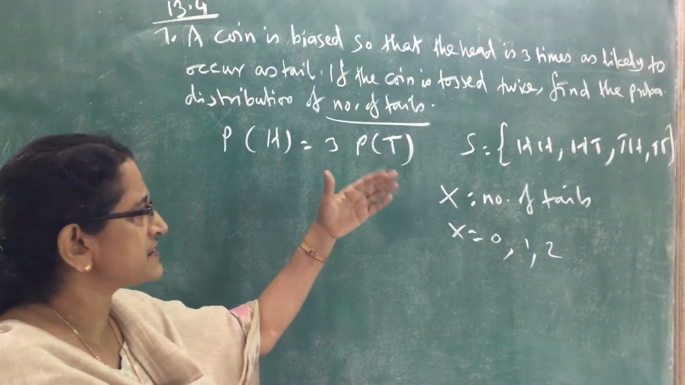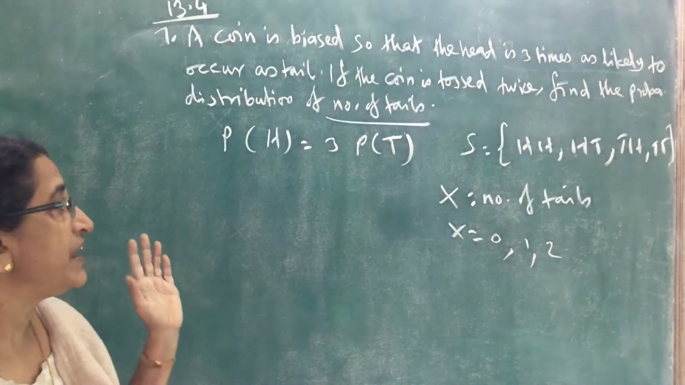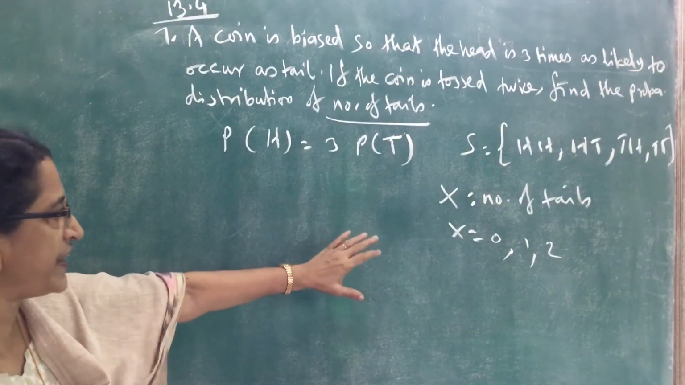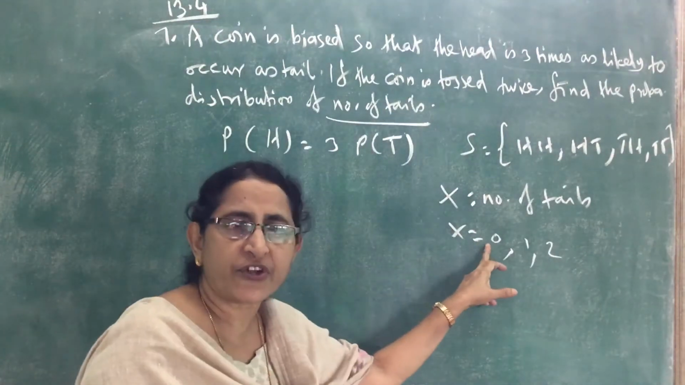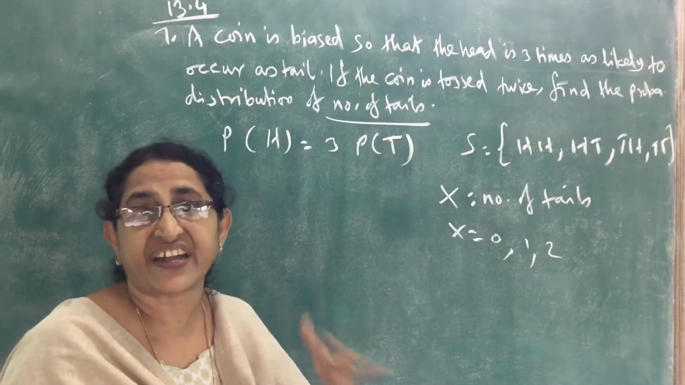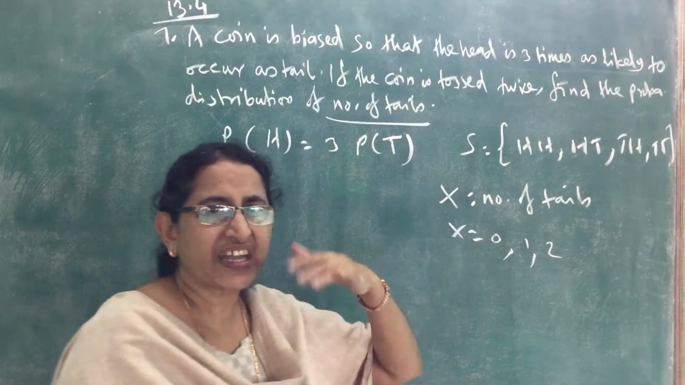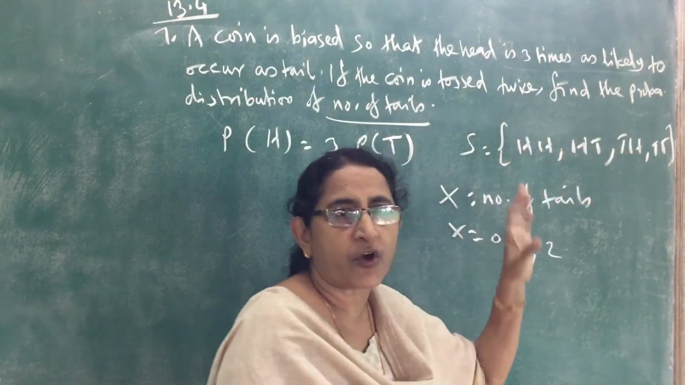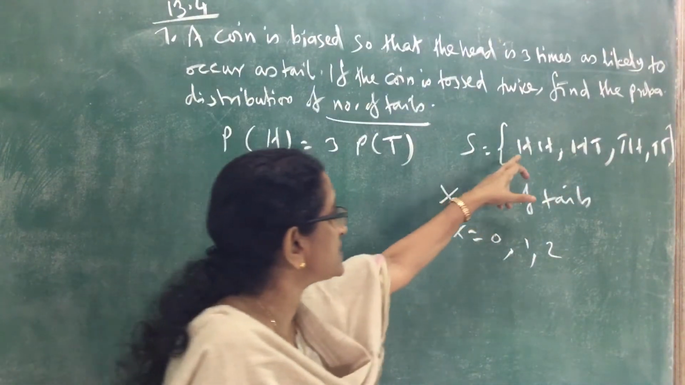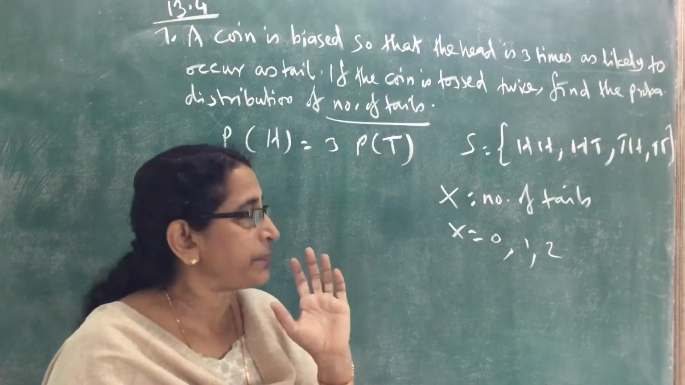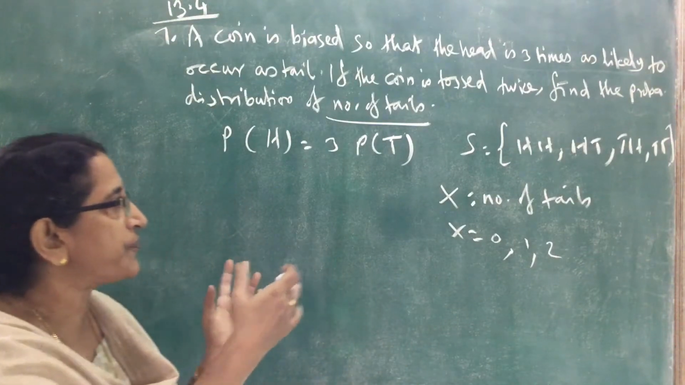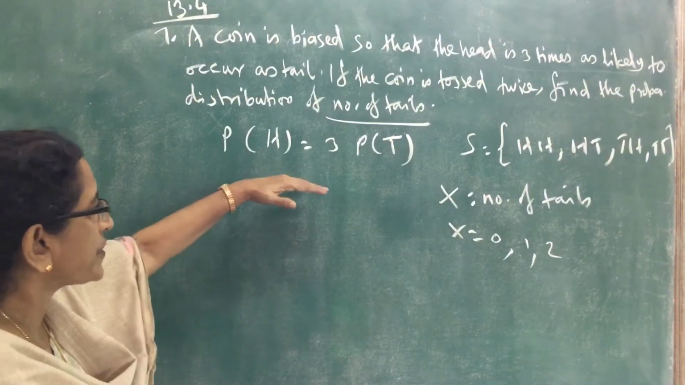But here the case is different than the unbiased coin. Here probability of head and tail are different. So when you find probability that X equal to 0, that is probability of getting no tail, that means probability of getting both heads, that is probability of HH. We cannot write 1 divided by total number, because these events are not equally likely. Probability of each element is different. That means probability of all the sample points are not equal. So in that case, separately you have to find the probability of each element. So you have to consider this probability.